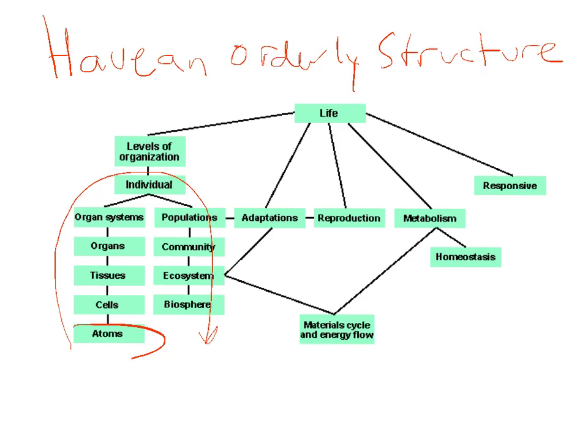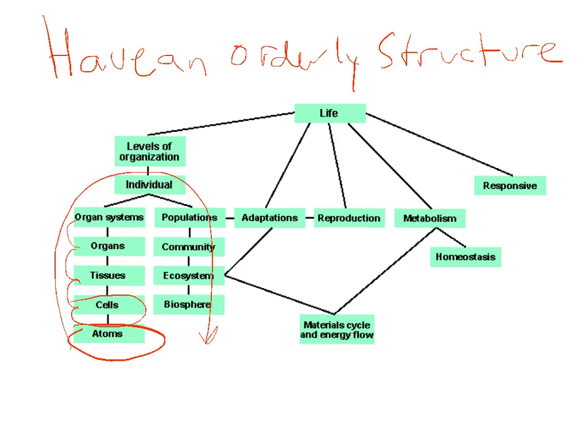When we talk about organisms having an orderly structure, we start here with atoms. We take a bunch of atoms and put atoms together, and that makes an individual cell. Then we take a bunch of cells and put cells together, that makes a tissue. Tissues put together make an organ. Like a bunch of tissues put together might make your liver, or a bunch of tissues put together might make your stomach. Of course, if we put different organs together, if we could take your stomach and your small intestine and your large intestine and put them together, we get an organ system.